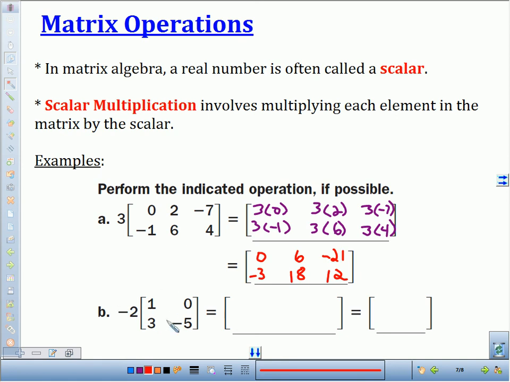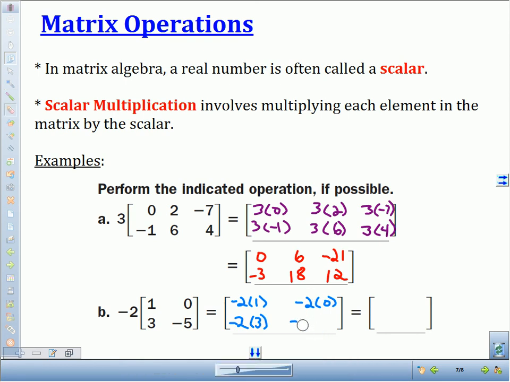Alright, this 2 by 2 matrix down here is getting multiplied by the scalar negative 2. So every element of my matrix is getting multiplied by negative 2. So I'll have negative 2 times 1, negative 2 times 0, negative 2 times 3, and negative 2 times 5, negative 5.